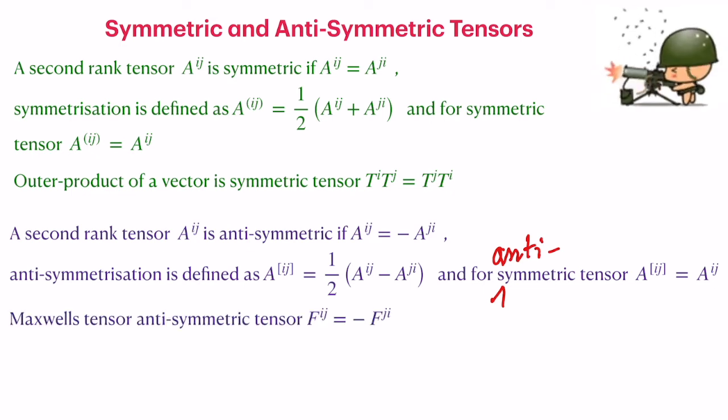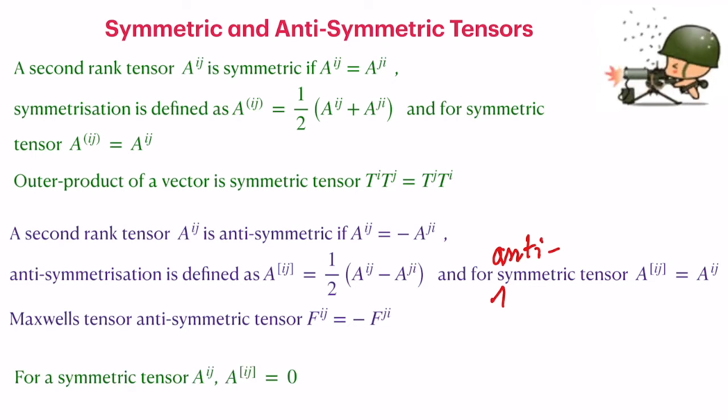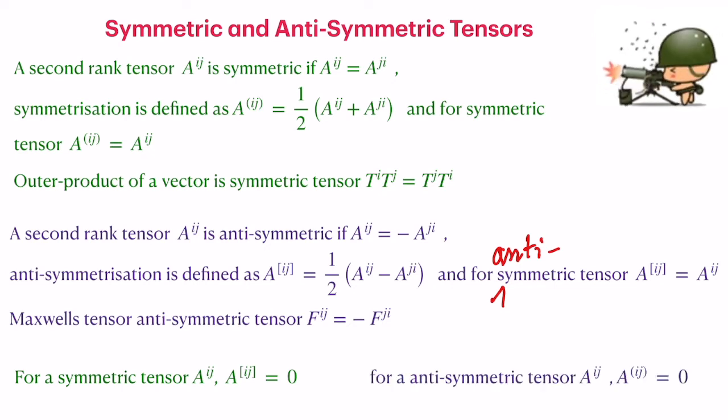Now one of the common examples of an anti-symmetric tensor is the Maxwell tensor in electrodynamics. You have already seen that Fij is equal to minus Fji. So it basically comes as a gradient of a vector potential, already anti-symmetrized. That is why it is an anti-symmetric tensor. Anti-symmetrization of a symmetric tensor would give 0 because it is already symmetric. In the same way, if we take an anti-symmetric tensor Aij and then symmetrize, we are going to get 0.